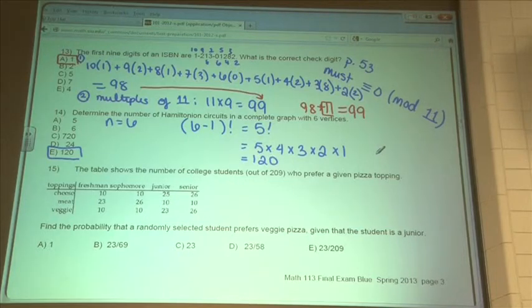Find the probability that a randomly selected student prefers veggie pizza given that the student is a junior. Okay, so if we say, you see that keyword given, that means you're doing what kind of probability? Anyone remember?